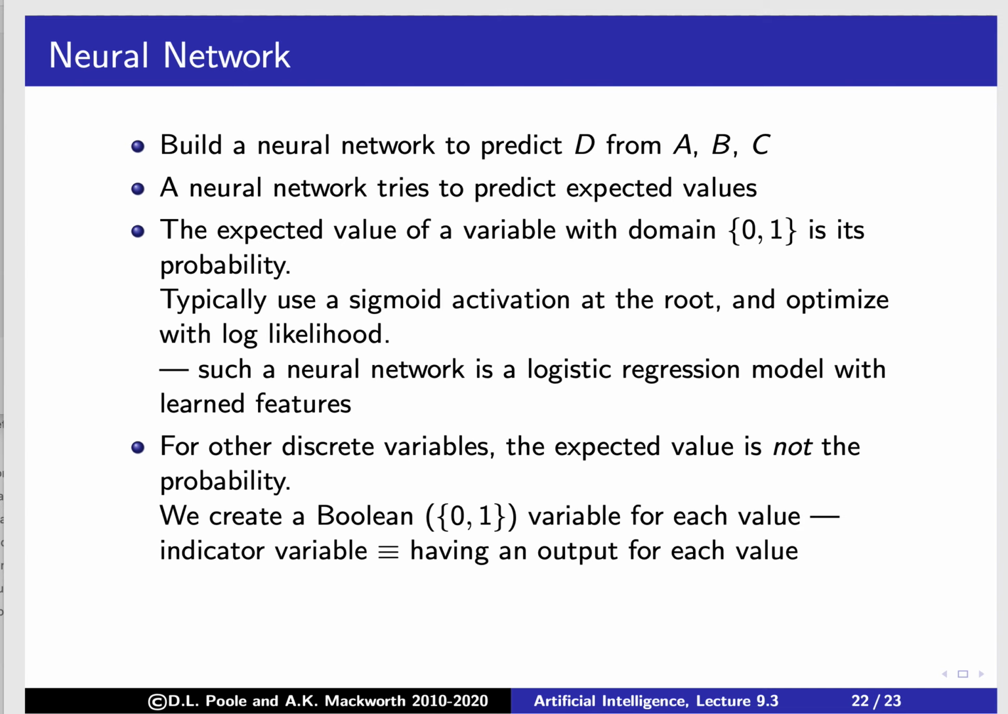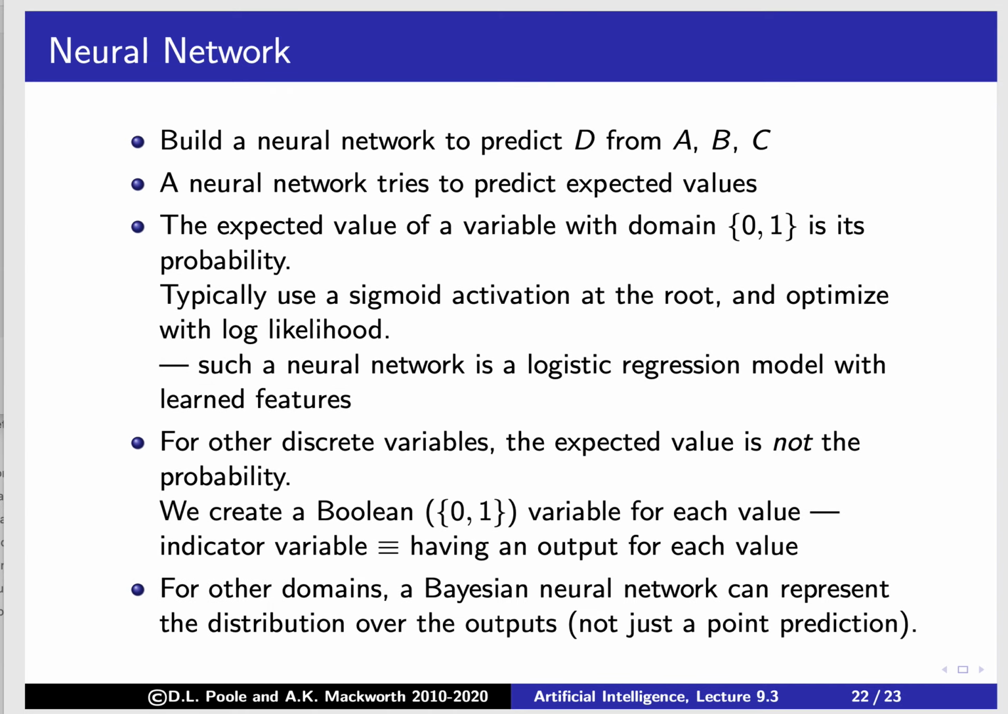Okay, and for other domains, a Bayesian neural network can represent the distribution over the outputs, not just the point prediction. So you learn about neural networks in 340, but for us, they're just a representation of a conditional probability, which I think is a nice way to think about them, because it unifies a whole lot of things that we've been looking at before. And a lot of what we've been doing is actually using neural networks to represent some of these conditional probabilities, but we still need to do all the other reasoning we've been doing.